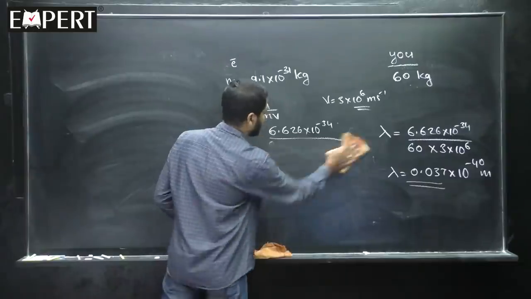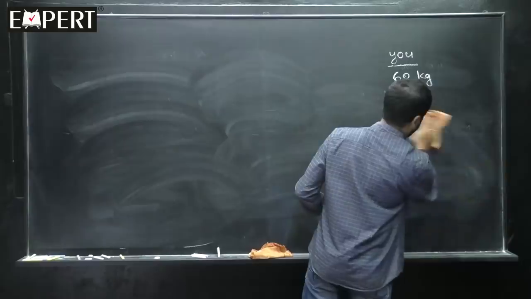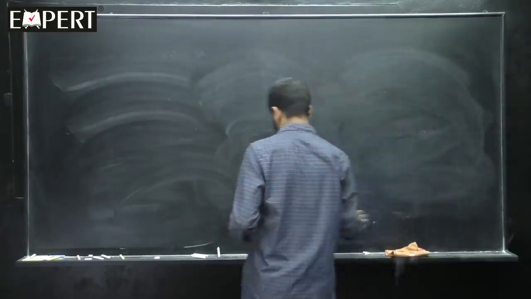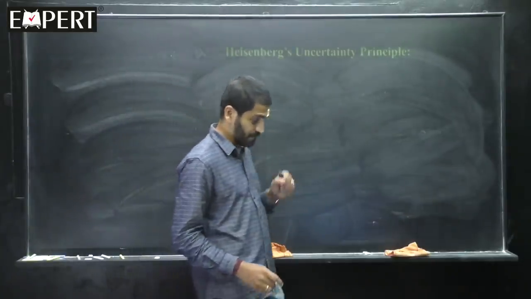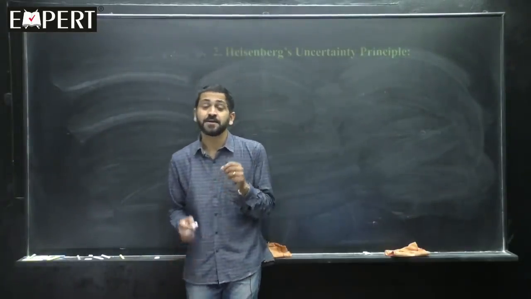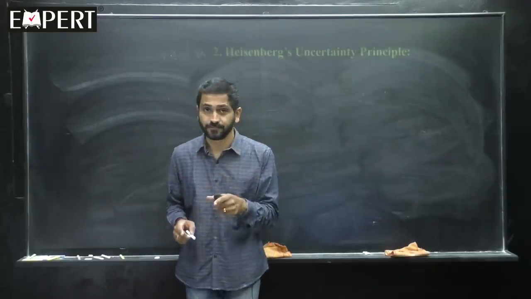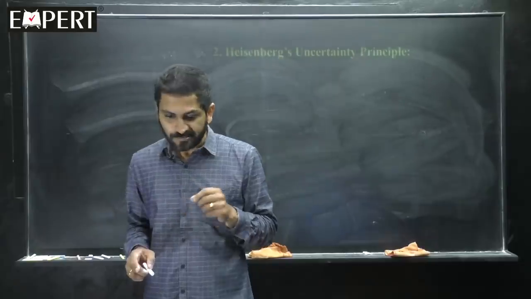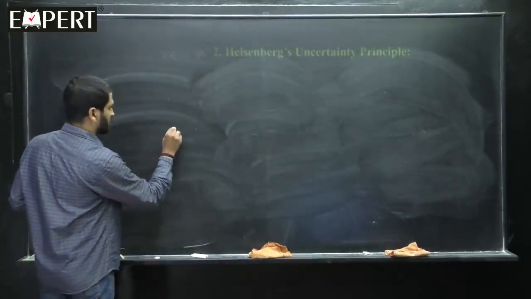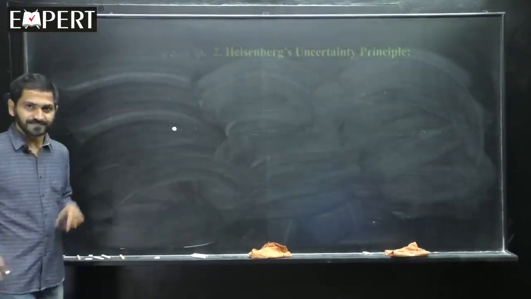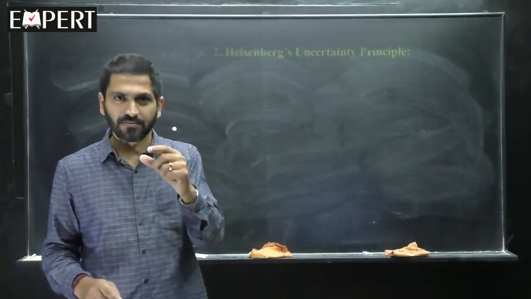Now let's move on to the next concept. This is just an example. Now next one, Heisenberg's uncertainty principle. So the first one was the de Broglie equation, which says that subatomic particles like electrons will travel in the form of waves. Now if they travel in the form of a wave, imagine you have an electron inside an atom. Can you see the electron? No.